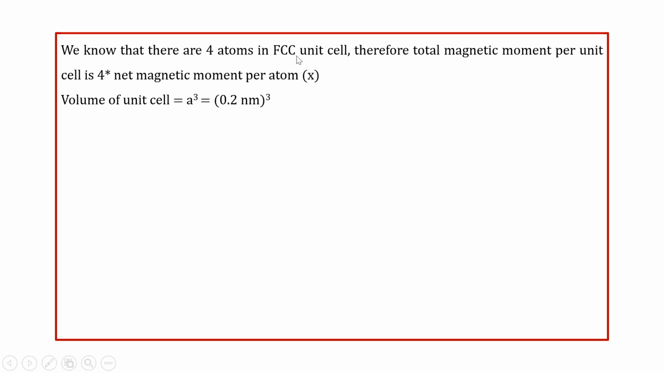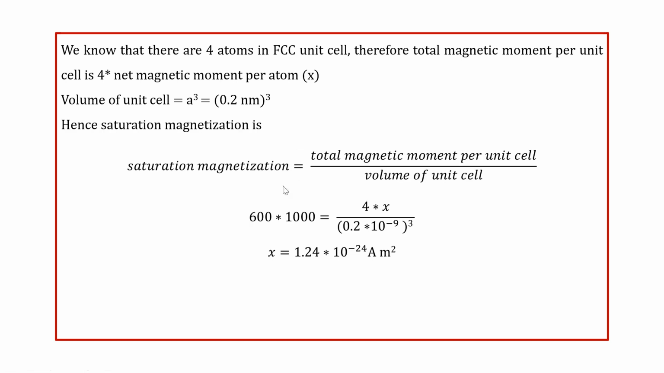So we know that there are four atoms in the unit cell. Total will be 4 into some value of x, where x is the net magnetic moment per atom. And the volume of the unit cell is given as a cubed, that is (0.2 nanometer) cubed. That is what we have to take. Now substituting for saturation magnetization, which is given as total magnetic moment divided by volume. Therefore 600 into 1000 is equal to 4x divided by (0.2 × 10^-9) cubed. So we get the value of x as 1.24.